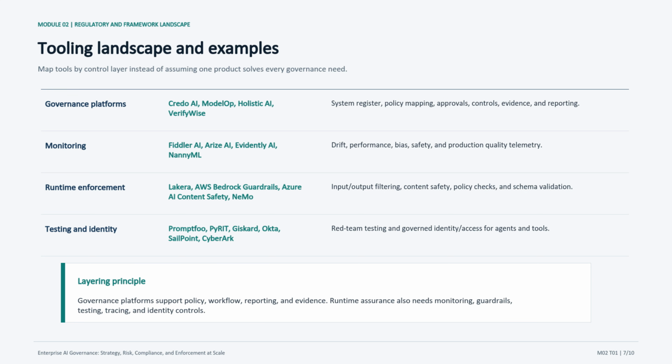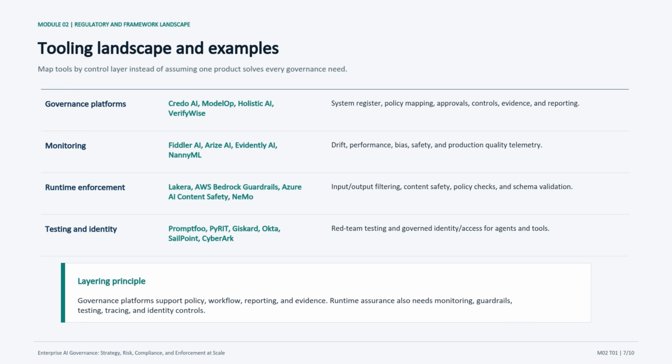For this topic, the main tool categories include governance platforms using Credo AI, ModelOp, Holistic AI, VerifyWise, monitoring using Fiddler AI, Arize AI, Evidently AI, NannyML, and runtime enforcement using Lakera, AWS Bedrock Guardrails, Azure AI Content Safety, NeMo. The point is to show how governance platforms, monitoring, guardrails, testing, tracing, and identity controls play different roles.